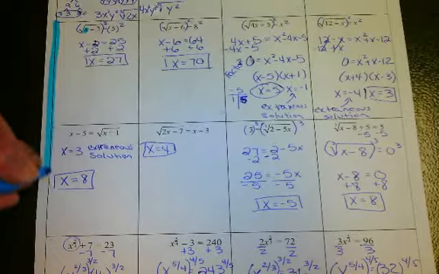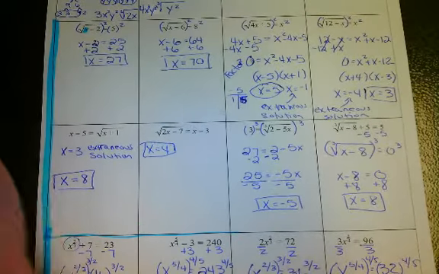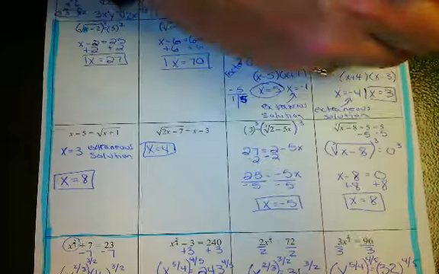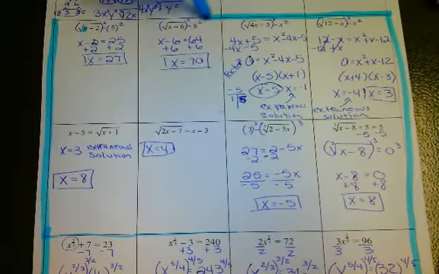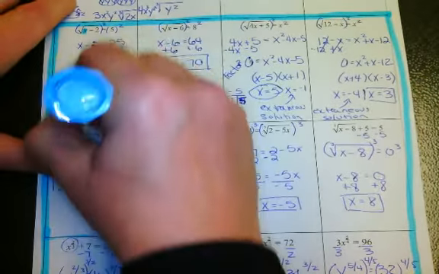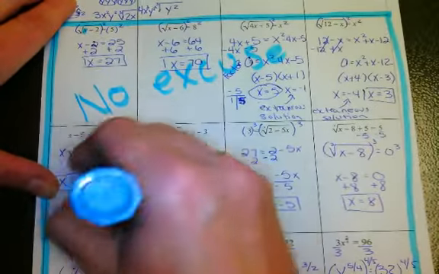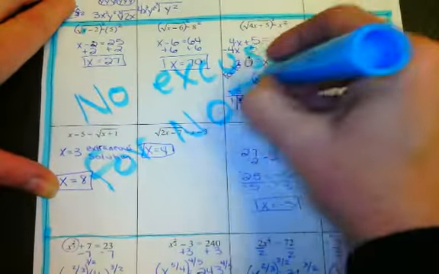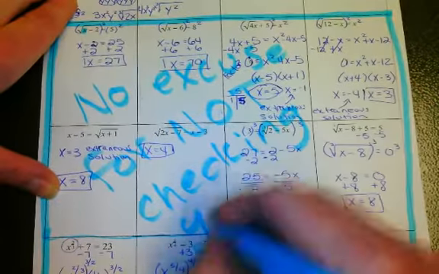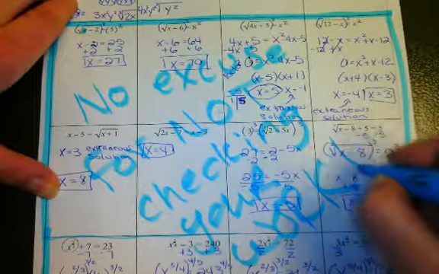So if I take all these questions, whoops, should have gone further. I take every single one of these. Every single one of these can be checked on the calculator. Okay? No excuse for not checking your work.